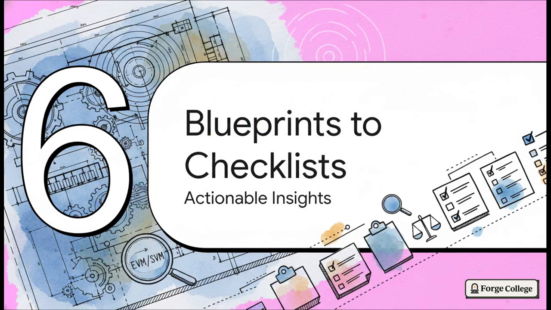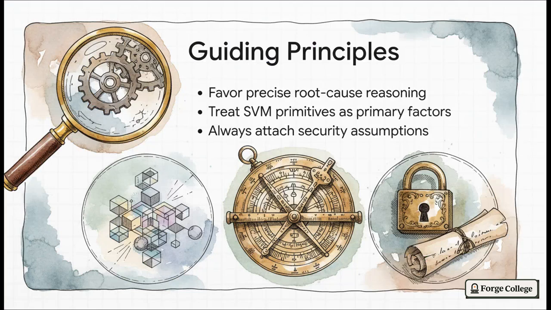Section 6. From blueprints to checklists. Actionable insights. Okay, we have done the conceptual heavy lifting today. We mapped out the entirely new physical laws of our system. But how do we actually make this actionable? Here are your 3 big guiding principles to take away from this explainer.